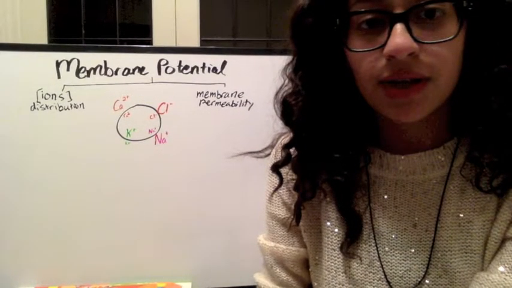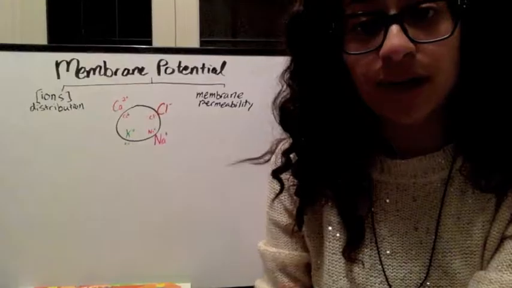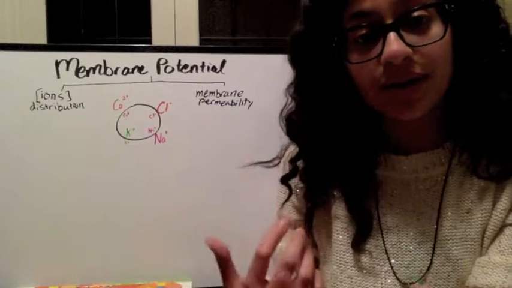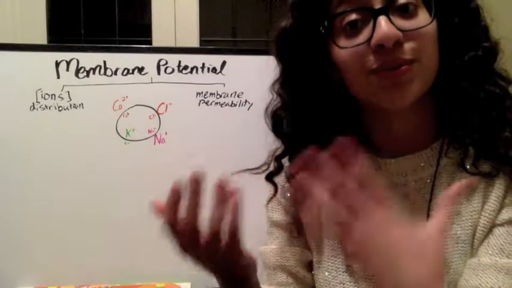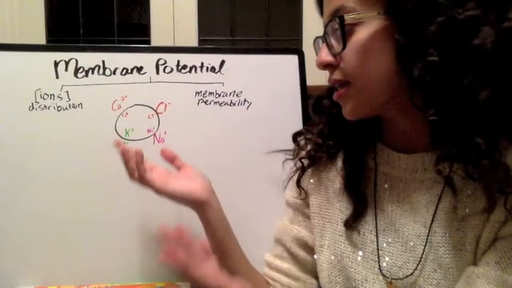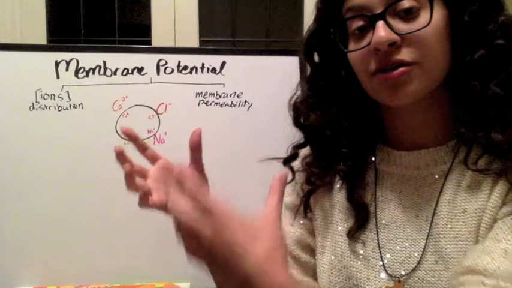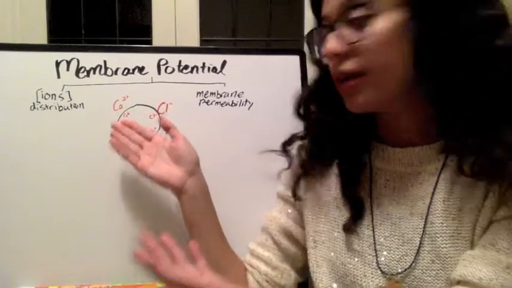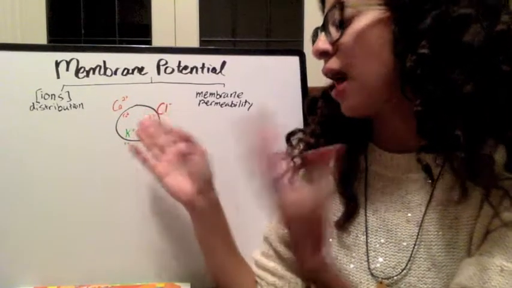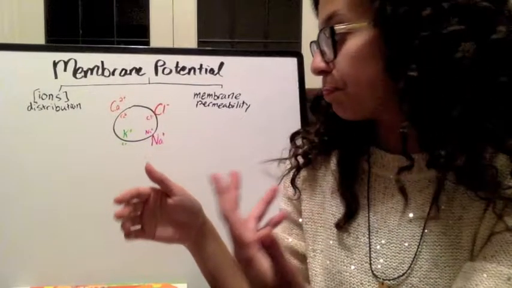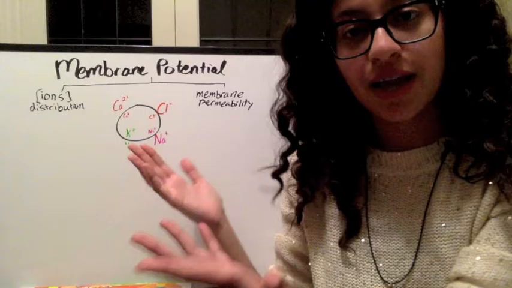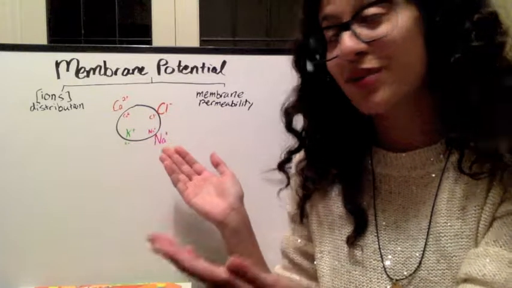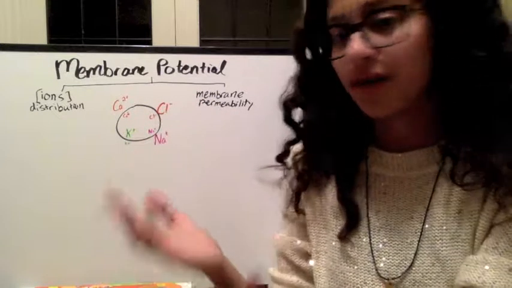So this different concentration of ions creates a chemical gradient, right? Because the ions always want to move from high to low concentrations. So in this case, the potassium, which is in a high concentration within the cell, wants to move down its concentration gradient and get out of the cell. And on the other hand, you have sodium, which is in a high concentration outside the cell, and it wants to move down its concentration gradient and come into the cell.